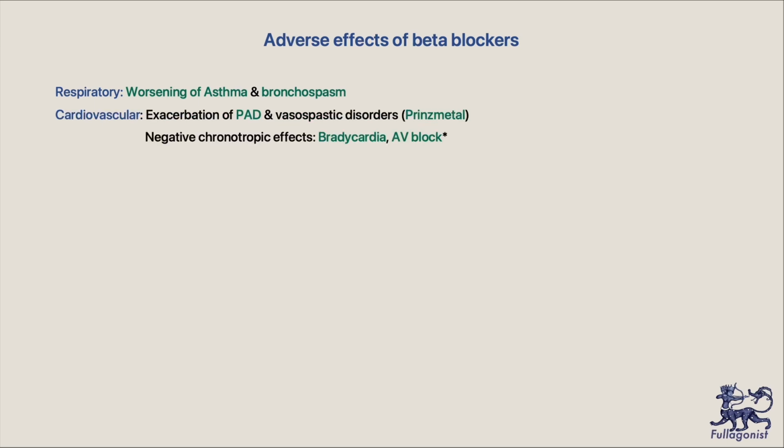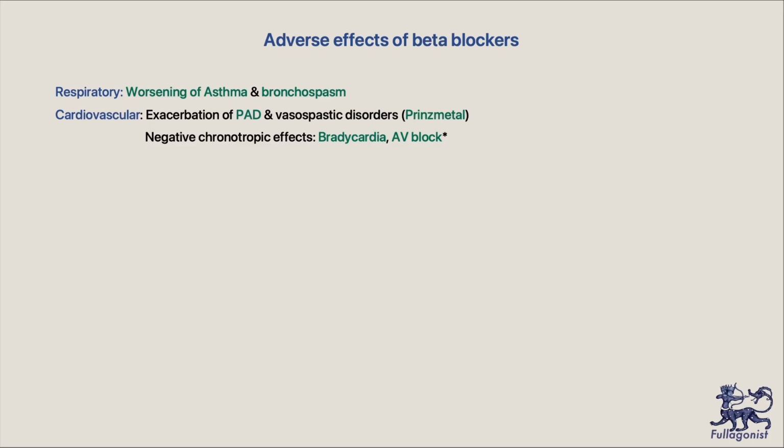The peripheral perfusion is mediated by beta-2 receptors. Non-selective beta blockers can exacerbate peripheral artery disease and trigger Raynaud's phenomenon. Beta-2 stimulation dilates large coronary arteries, whereas parasympathetic stimulation dilates only small coronary arteries. Therefore, non-selective beta blockers should be avoided in vasospastic angina, also known as Prinzmetal angina.